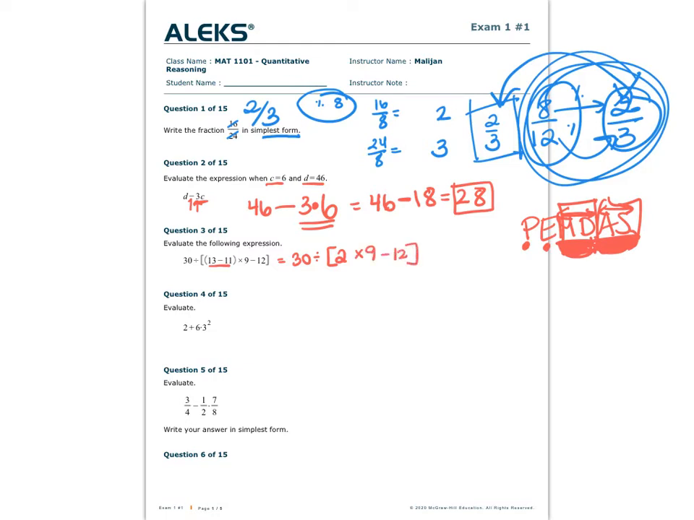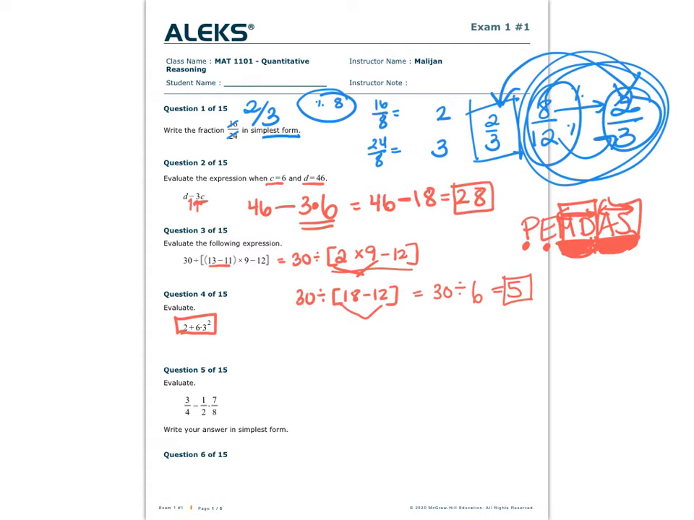Now looking at this parentheses, I have to work with the multiplication first. So 30 divided by 18 minus 12. Then I have to still work with this parentheses, and this will give me 30 divided by 6, and the answer is 5. So just going piece by piece, peeling one layer by layer, you're able to answer this question. So let's look at number 4.